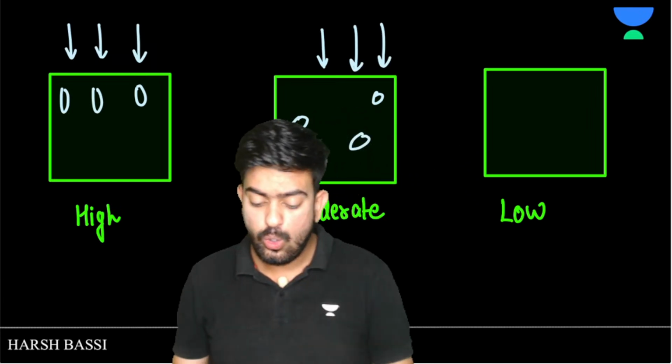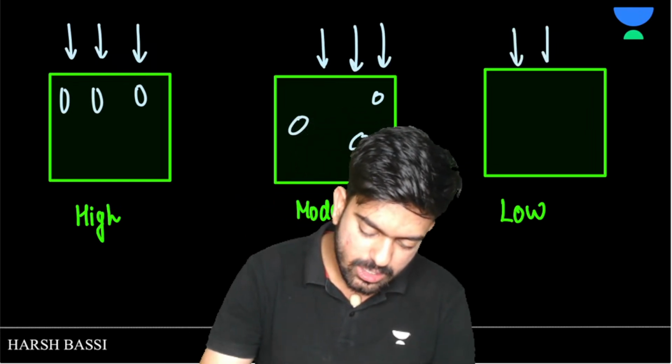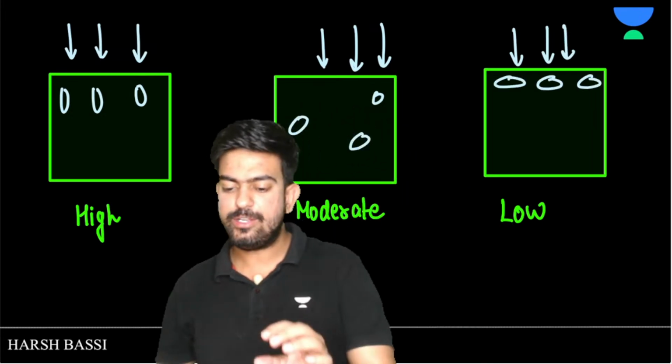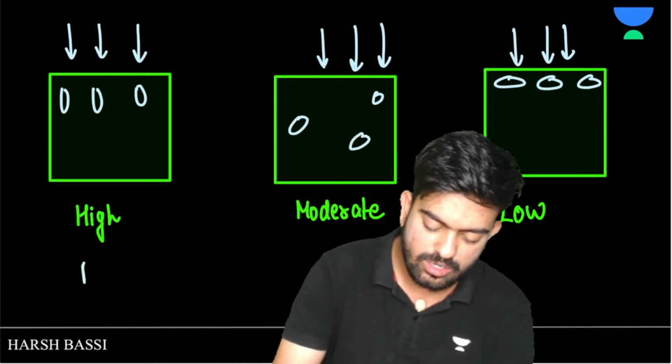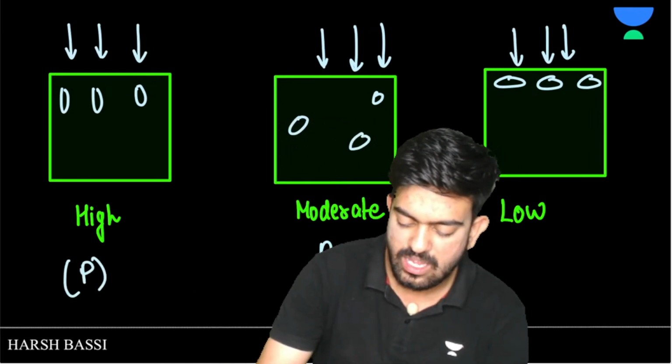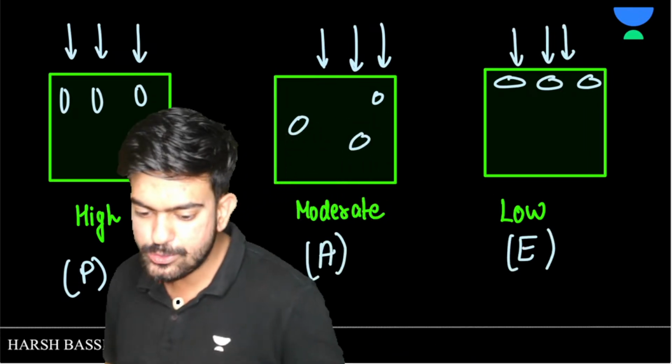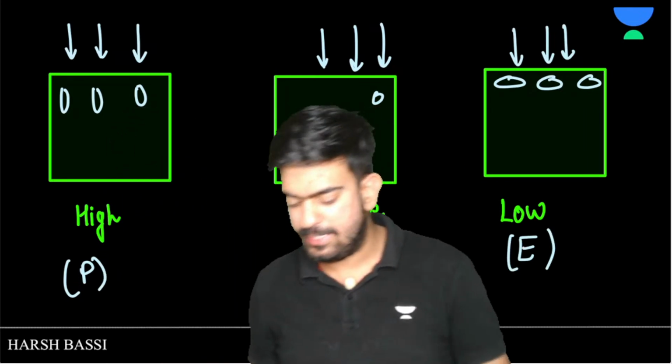If the low light is coming, then the chloroplasts are going to align themselves like this. Clear to everyone? This is parastrophe, this is apostrophe, and this is epistrophe. I hope that this particular thing is clear.